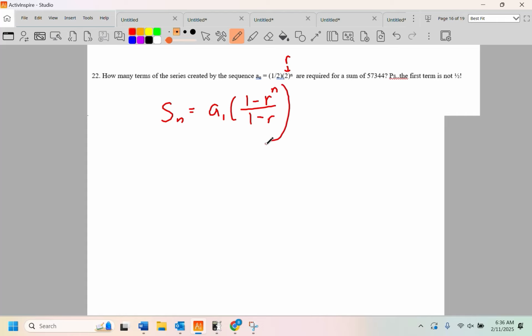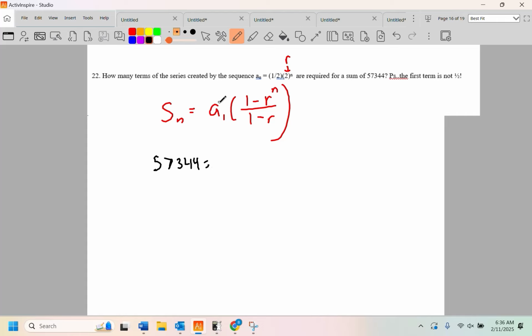And there's my formula I'm going to use. So what do I know? I know I have a known sum, and it's 57,344. If you see old Dalton Dean, tell him to start paying attention to what's going on. There's your call out, Dalton.